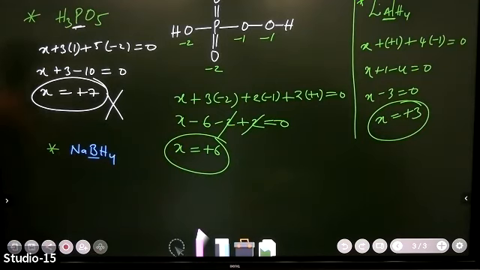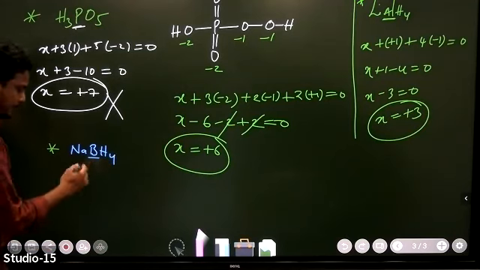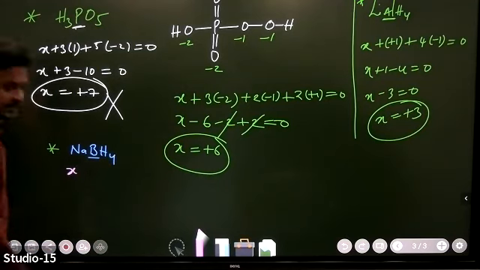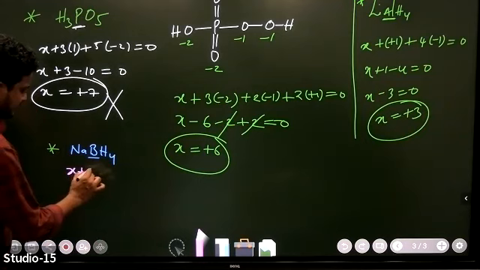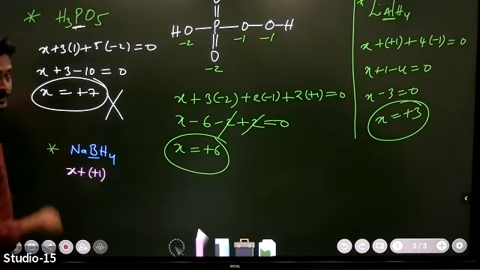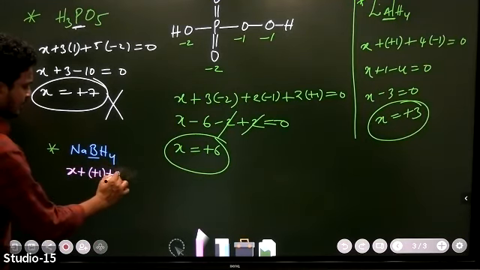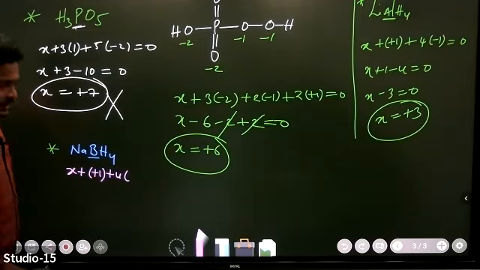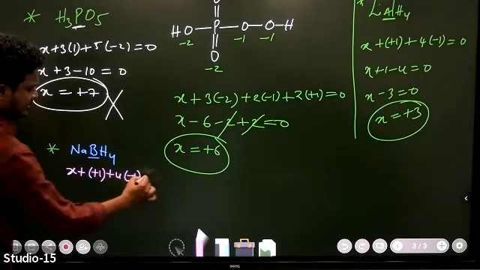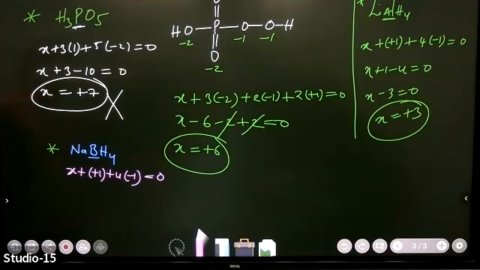Sodium belongs to which group? 1A group element, so it always shows +1 oxidation state. Here the underlined species is taken as X, plus +1 oxidation state for sodium, and 4 hydrogens are there. Each hydrogen shows -1 oxidation state, and the total charge on the molecule is equal to 0.